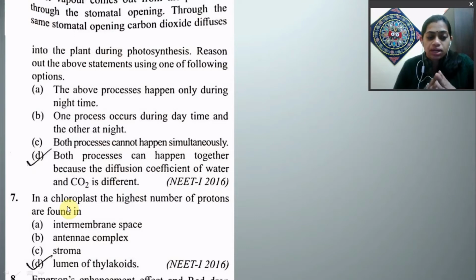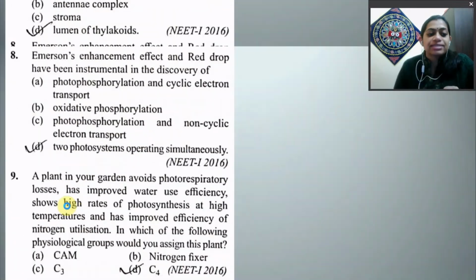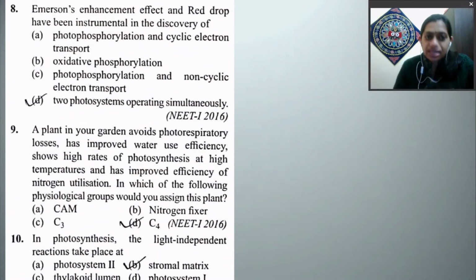Okay, now number 7: in a chloroplast the higher number of protons are found in, easy question, lumen of thylakoid. Next is: Emerson enhancement effect and red drop have been instrumental in the discovery of photophosphorylation and cyclic electron transport, oxidative photophosphorylation and non-cyclic electron transport, two photosystems operating simultaneously.